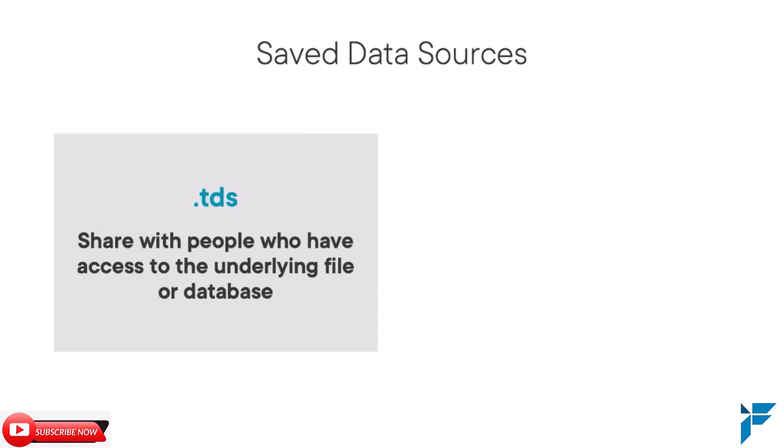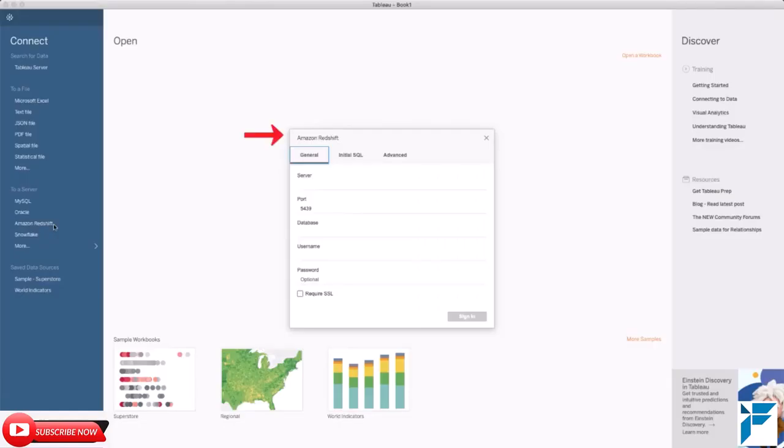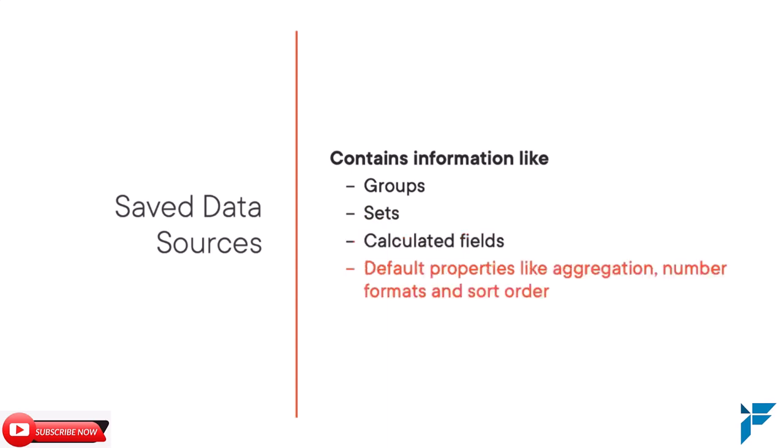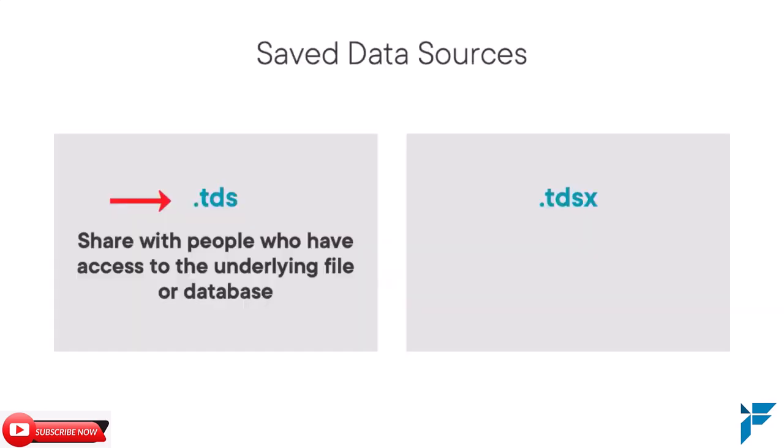You can save a data source to either a .tds or a .tdsx format. A .tds file only contains the information you need to connect to the data source, including a data source type, and connection information like database server address, port, and location of files. It also contains information like groups, sets, or any calculated fields that you might have created, and any default properties that you might change like aggregation, number formats, and sort order. This format is helpful when you want to share with people who have access to the underlying file or database.